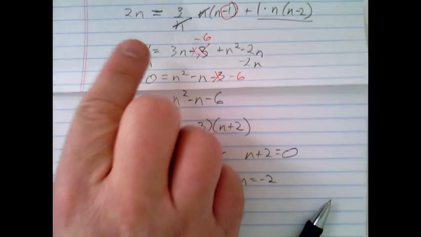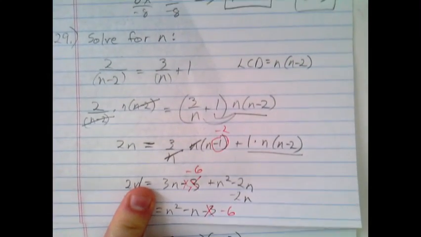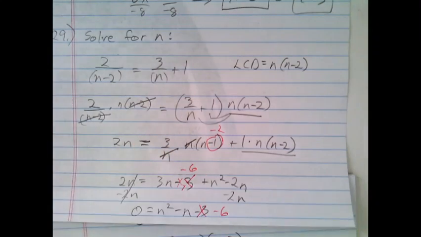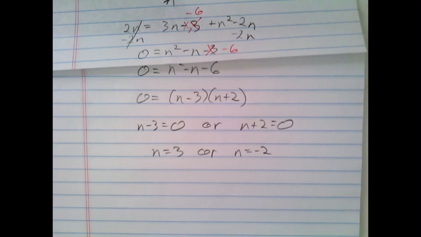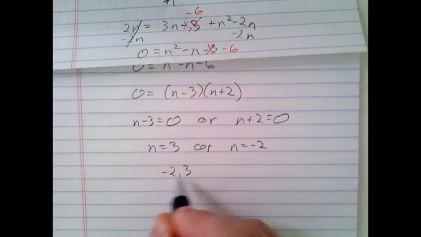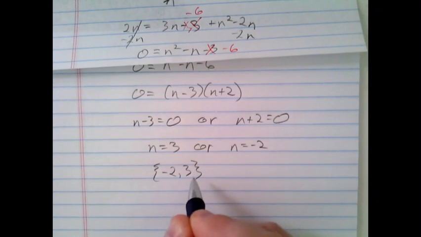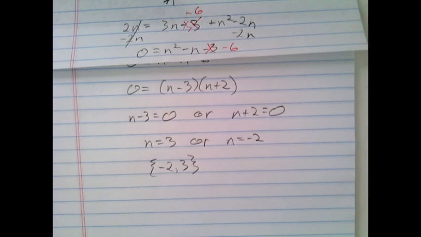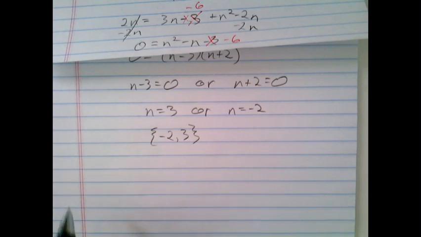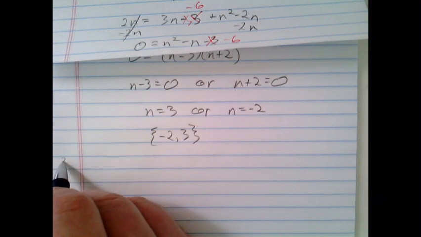Now I do need to check and make sure neither one would cause my original equation to have a 0 in a denominator. Neither one of them does, so I can keep them both. And that gives me negative 2 comma 3 as my solution set. Well, that's it for number 29. Let's move on to number 30.